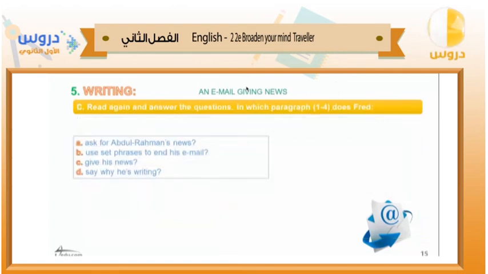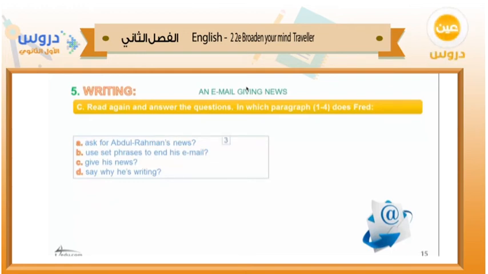So now read again and answer the question. In which paragraph, 1 to 4, does Fred: A. Ask for Abdurrahman's news. B. Use set phrases to end his email. C. Give his news. D. Say why he is writing. In which paragraph will you find these four sentences?